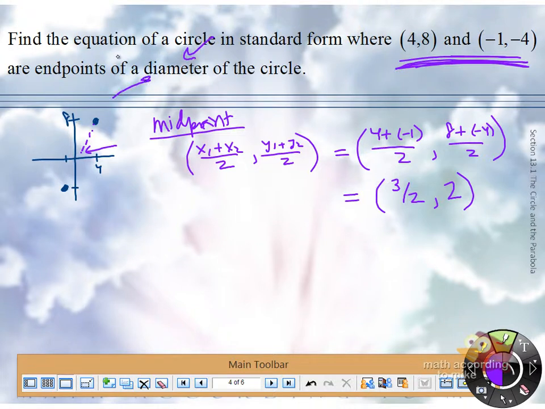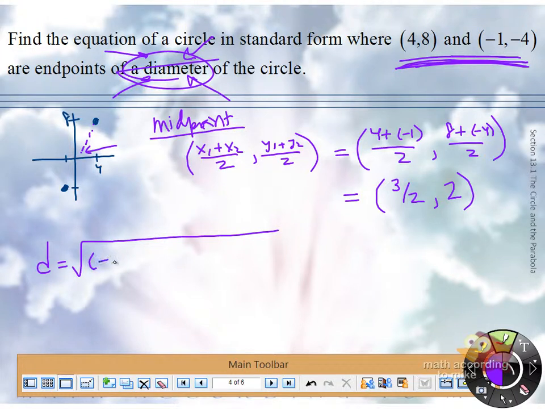Anyone say that word? Diameter. So if we knew the diameter, how would we find the radius? Divided by 2. Let's do it that way. So the diameter would equal the square root of the difference of the x's squared plus the difference of the y's squared. If you did it from the midpoint, you should get the same final answer.